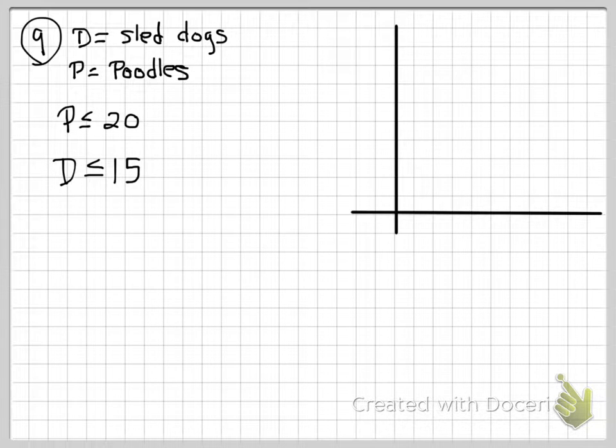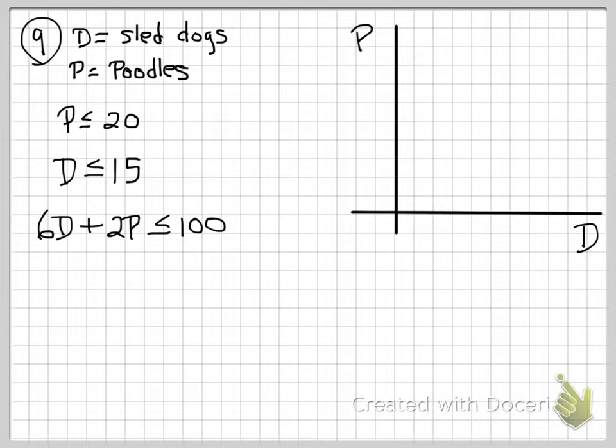Okay? They said each poodle eats 2 pounds and each sled dog eats 6 pounds, and they're restricted to 100 pounds of food a day. That gives me an equation with both. So sled dog is 6, so I have 6D, plus, how much does the poodle eat? 2, so 2P, and that's less than or equal to 100, because that's the most food they can have in a day on site. So it's up to you as to whether you make poodles the Y or sled dogs. I'm going to do my poodles on my Y and my sled dogs on my X.